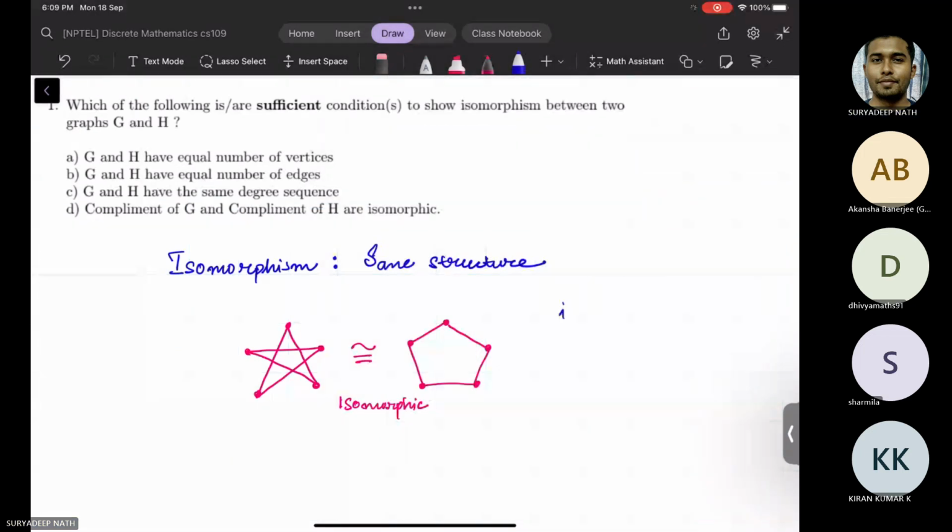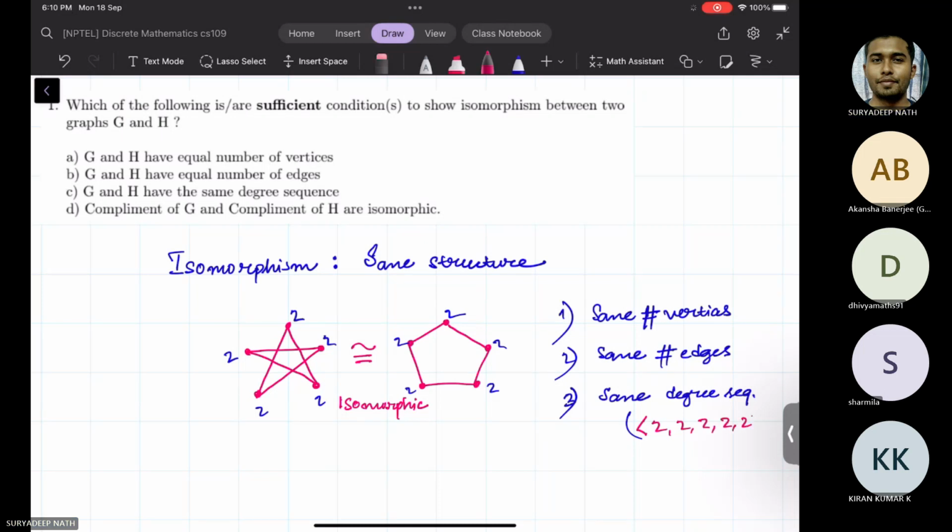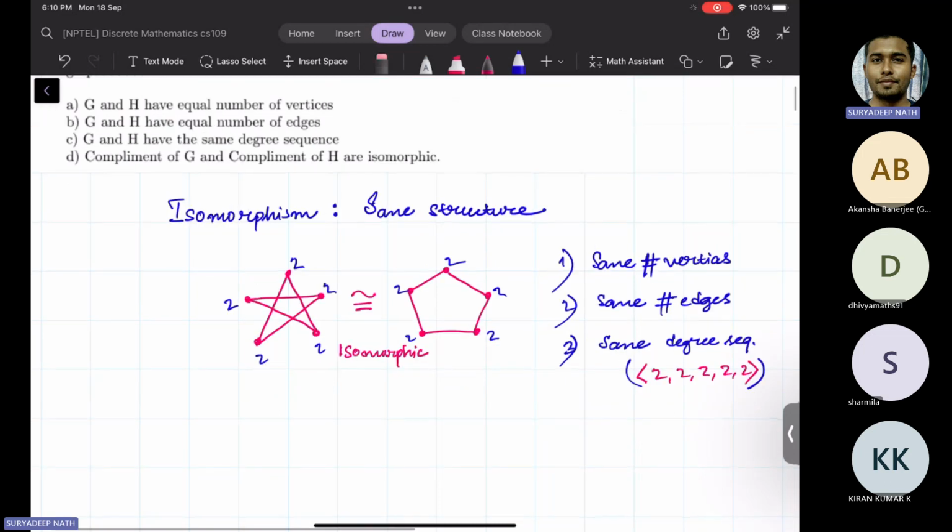One, same number of vertices. Number two, same number of edges. And number three is the degree sequence. You'll notice that they have the same degree sequence. What I mean by degree sequence is if you write down the degree of this graph, it is 2, 2, 2, 2, 2. Same here also 2, 2, 2, 2, 2. So you see, these are isomorphic.